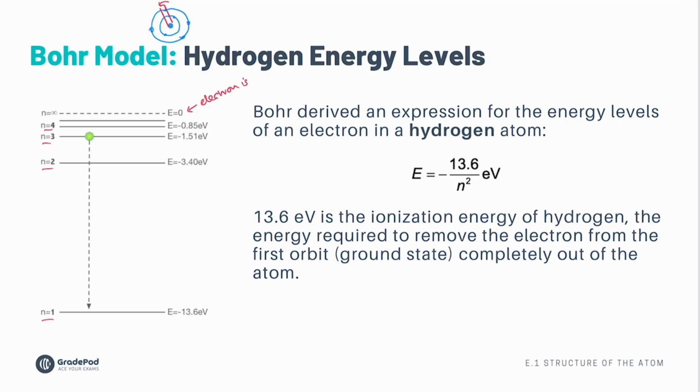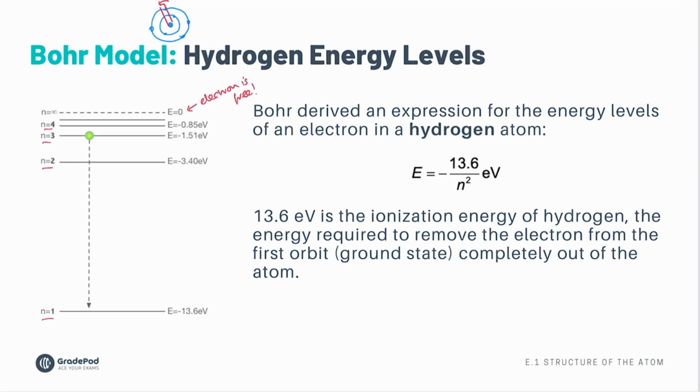Electron is free. And using the concept of quantized angular momentum and the idea that these electrons were in energy levels, Bohr was able to derive an expression for how much energy an electron has when it's in that energy level. This is for the hydrogen atom only, okay? Let's just try and apply that to make it clear to you.